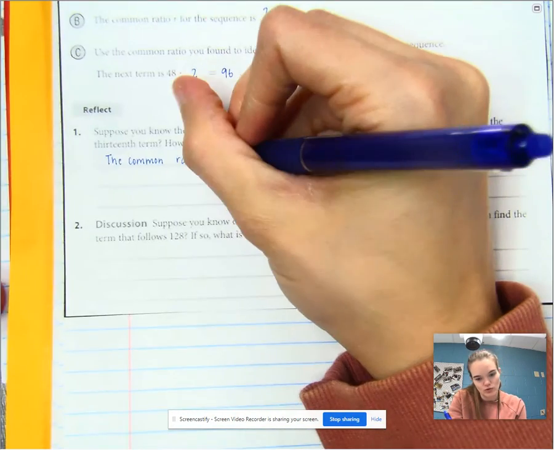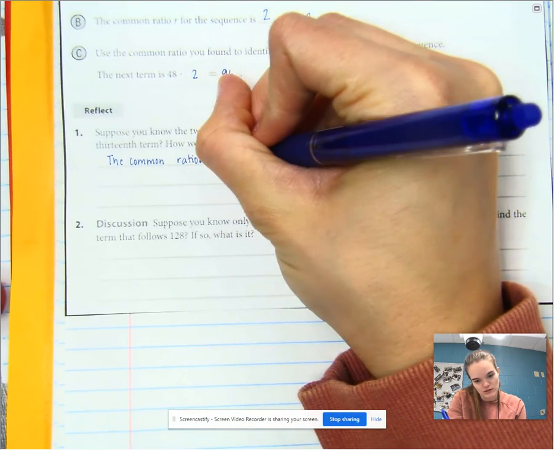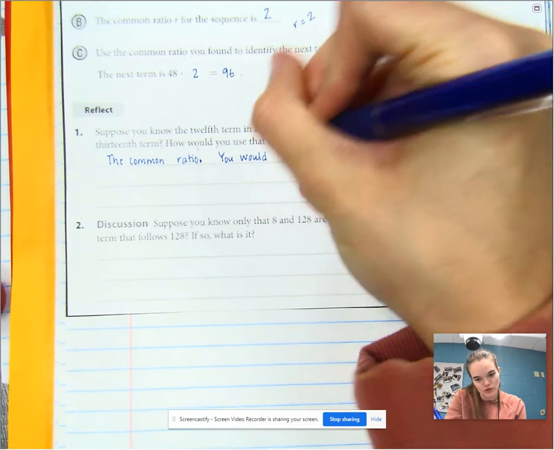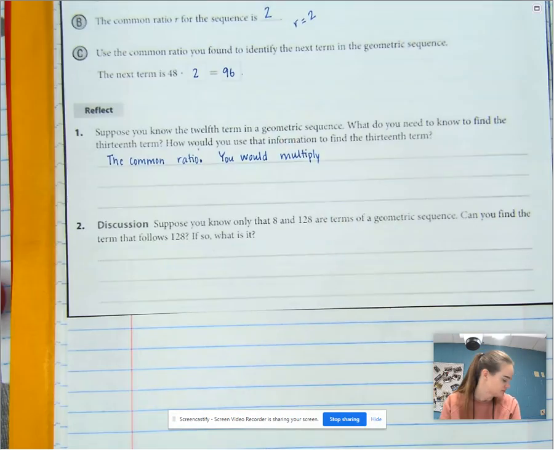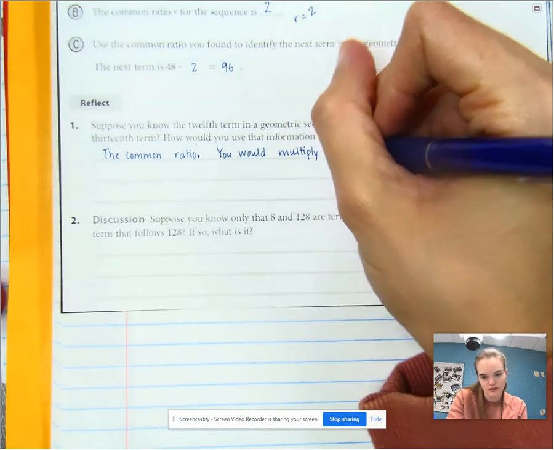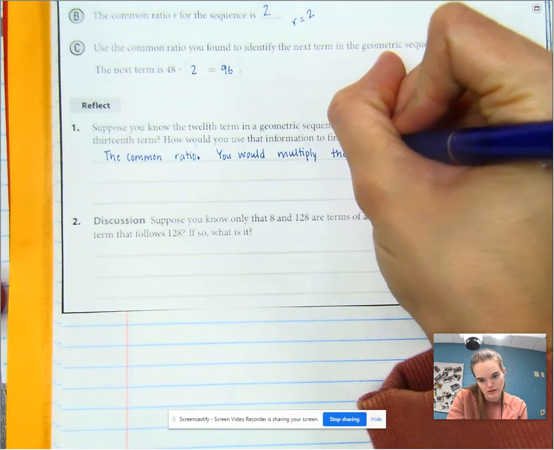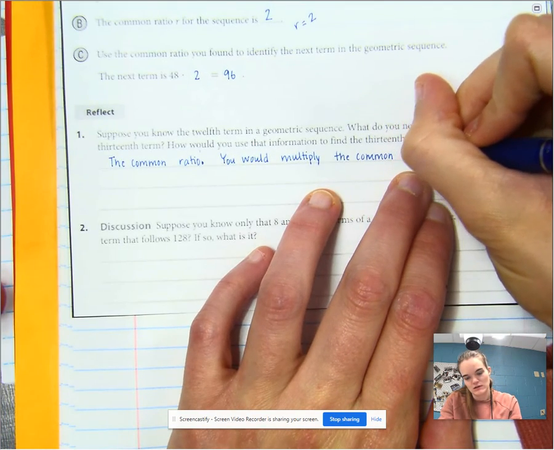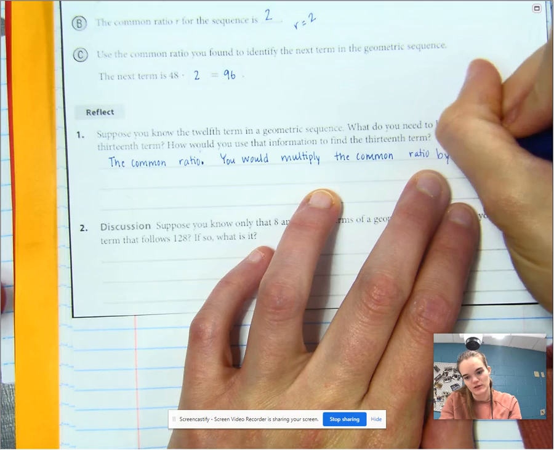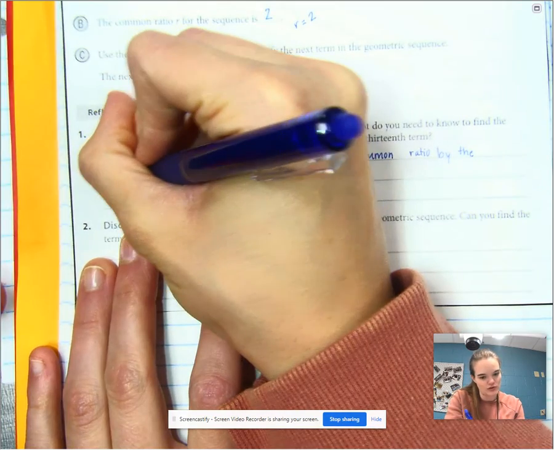And you would multiply the common ratio by the 12th term. That would give you the 13th term.